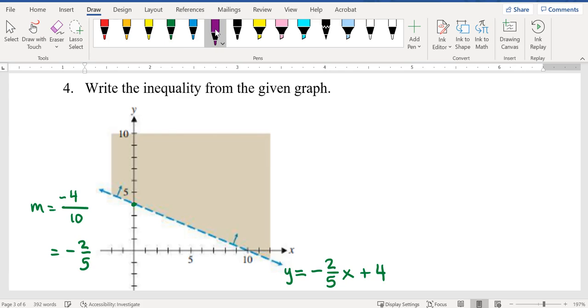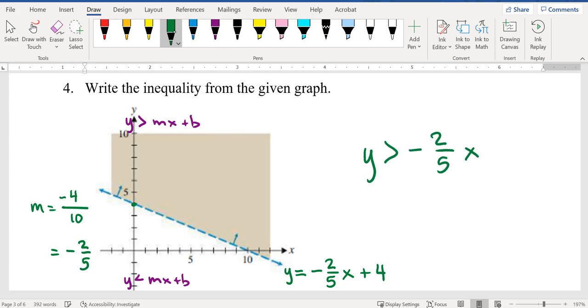All right, remember that I said that if you shaded the bottom part, it would be y less than mx plus b. If you shaded the top part of the y-axis, it's y greater than mx plus b. So my inequality is going to be y greater than negative 2/5 x plus 4. Notice it's not equal to because this boundary line is dashed.